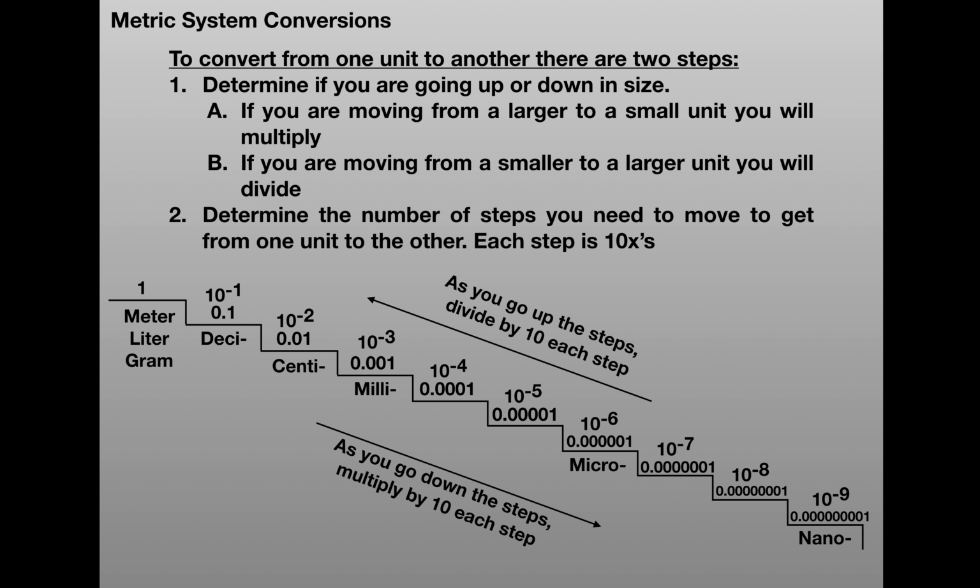To convert from one unit to another, you have to answer two questions. The first question is, are you going up or down in size? If you're going from a larger unit to a smaller unit, you will need to multiply to get your answer, so that means your answer will be larger. If you're moving from a smaller unit to a larger unit, you'll need to divide. Again, your final answer will be smaller.